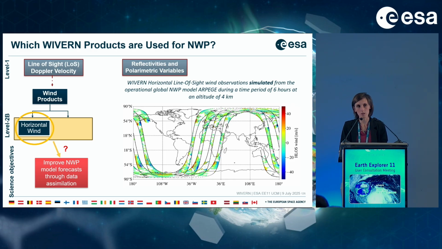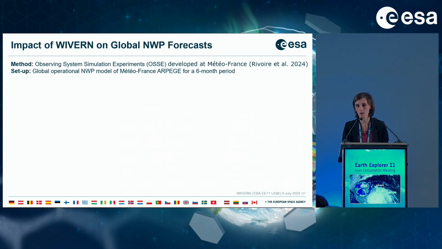To assess the impact of a new observing system, we can use 2 different approaches. We employ both, and I will start by describing the impact of Wyvern using an observing system simulation experiment. I will not detail the OSSE framework, but we use the OSSE framework that was developed and validated at Météo France for the last few years, and it is described in Rivoire et al.